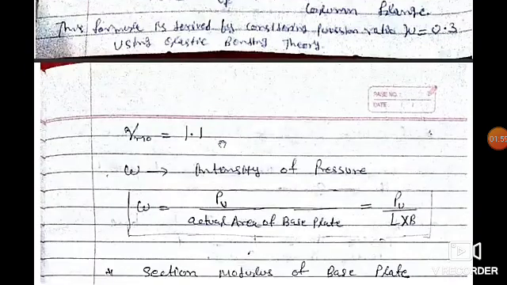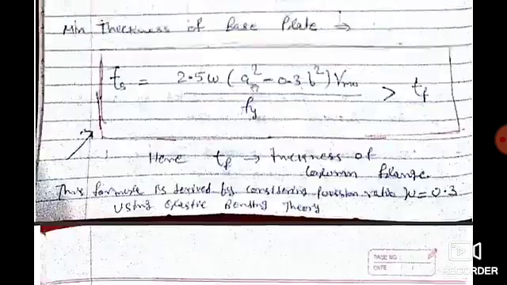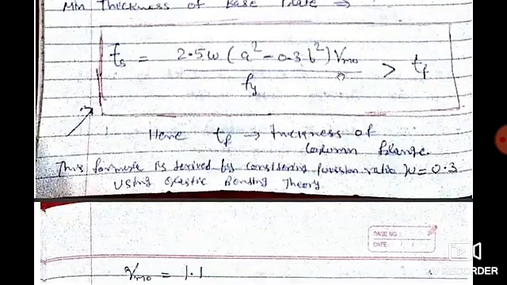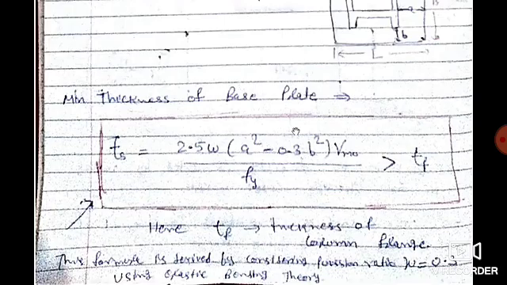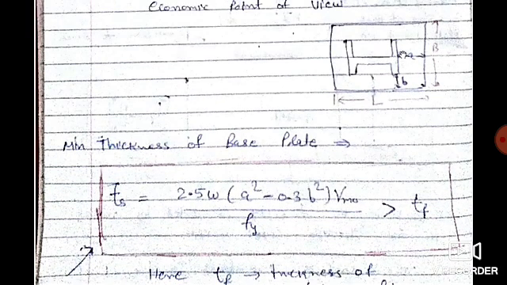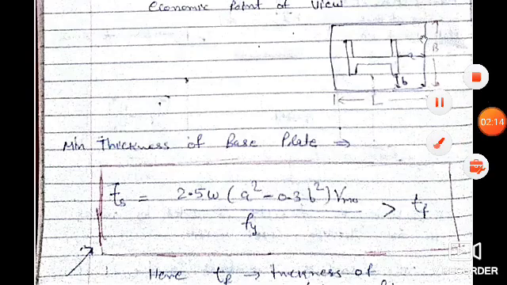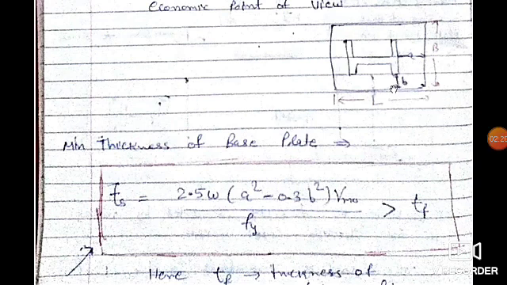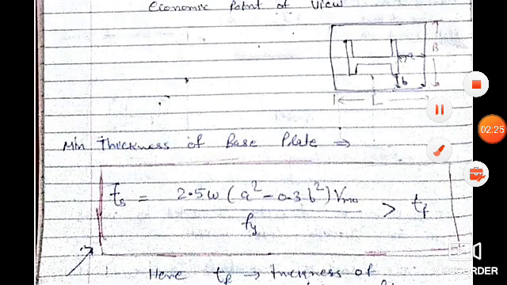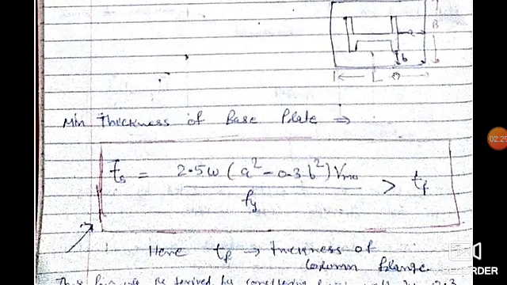Next, gamma m0. Gamma m0 is 1.1. Now you can see what is a and b here. This is the column face to the base edge. This dimension is a, and this dimension is b. So don't get confused. This is always b. Shortest is b, longest is a. Okay, that is a.